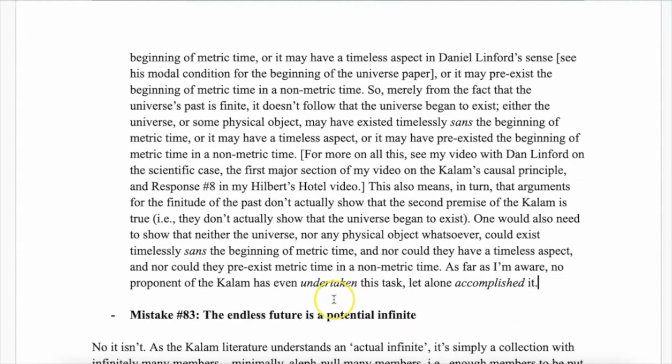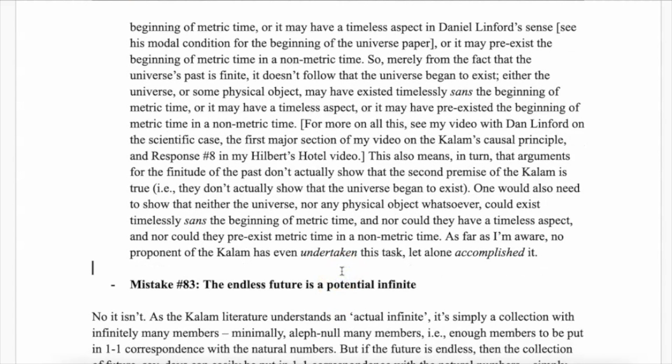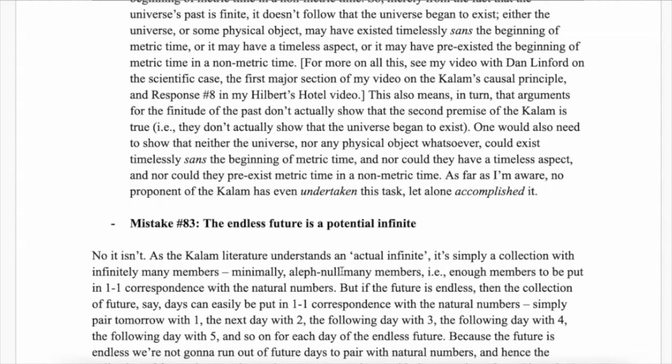Having summarized mistake number 82, let's move on to mistake number 83. The endless future is a potential infinite. No, it isn't. As the Kalam literature understands an actual infinite, it's simply a collection with infinitely many members, minimally Aleph Null many members, that is, enough members to be put in one-to-one correspondence with the natural numbers.